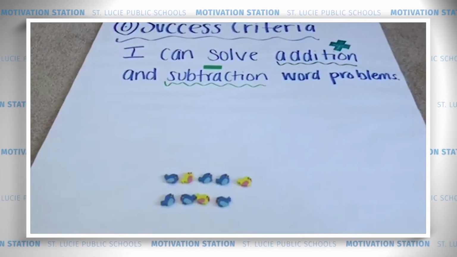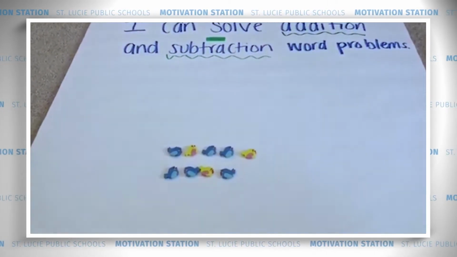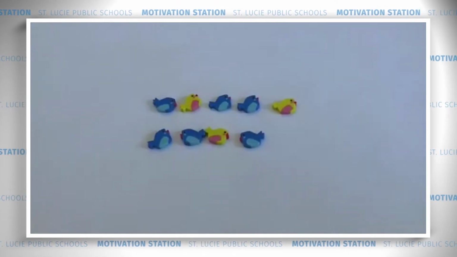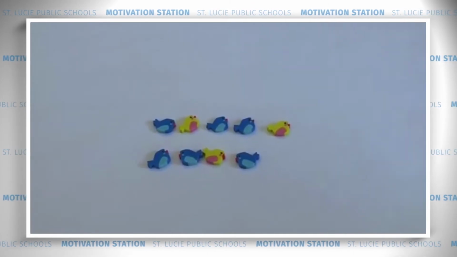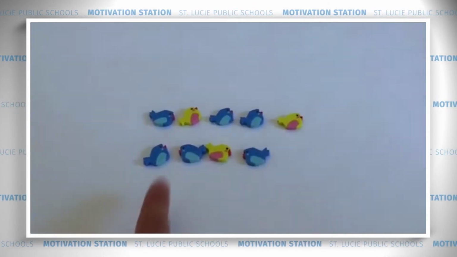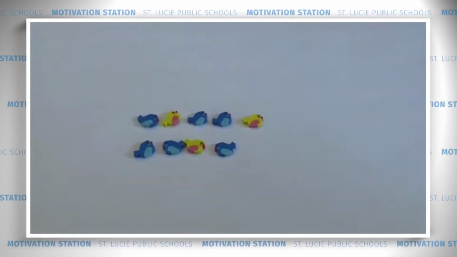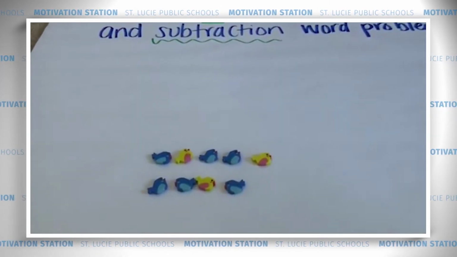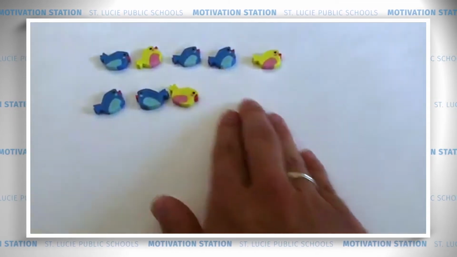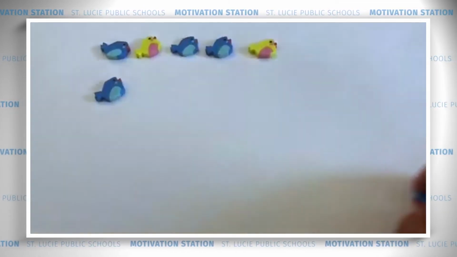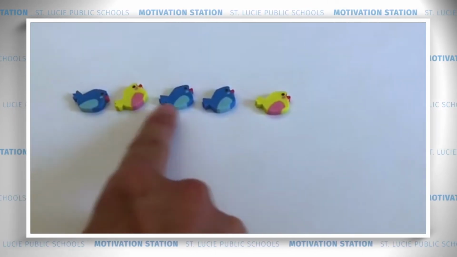Great job. For this next problem, I want to use counters too. There were 9 birds on the branch. 4 birds flew away. How many birds are still on the branch? I have 9 altogether. 1, 2, 3, 4, 5, 6, 7, 8, 9. To start with, I have 9. And then 4 of them flew away. It sounds like we're taking from that total group. So I'm going to take 4 away. 1, 2, 3, 4. 4 flew away. And now we have 5 left. 1, 2, 3, 4, 5.